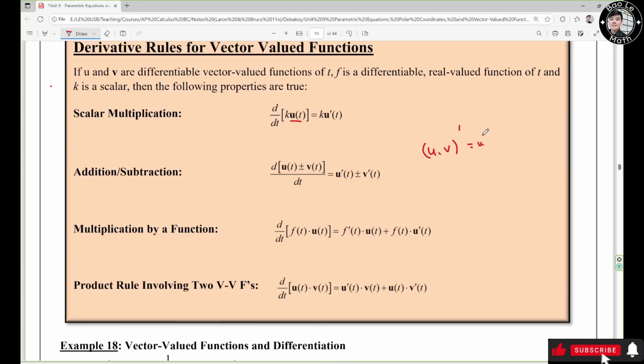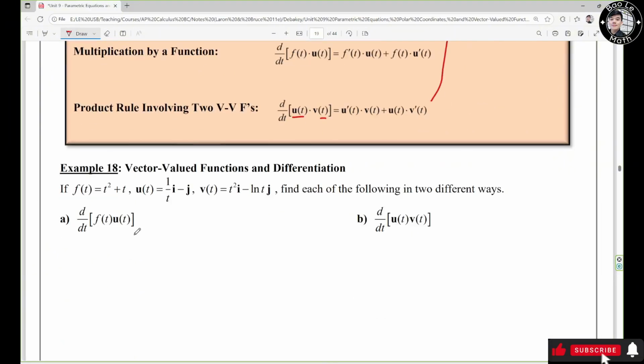It could be u prime v plus v prime u. So you're going to do exactly the same thing as you learned before. Now if you have two vector valued functions, you apply exactly the same thing. Now let's move on to example number 18, vector valued functions and differentiation.